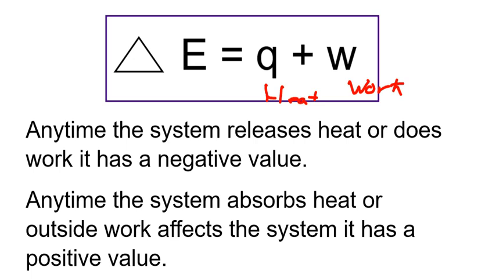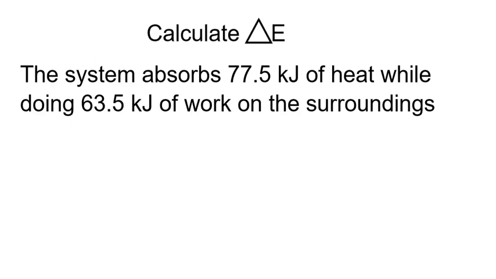So let's see how this works in practice. So in this case, we are calculating the change in energy of the system. So the system absorbs 77.5 kilojoules of heat while doing 63.5 kilojoules of work on the surroundings. So it is absorbing heat, so that makes this value right here positive. And since it is performing work, this is going to be a negative value. So then we just plug this all into that equation.